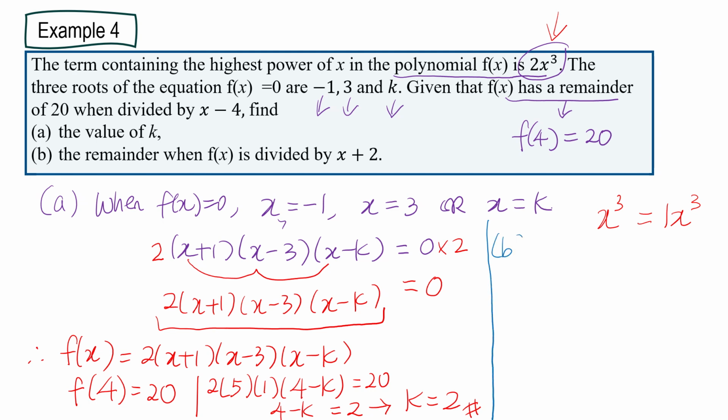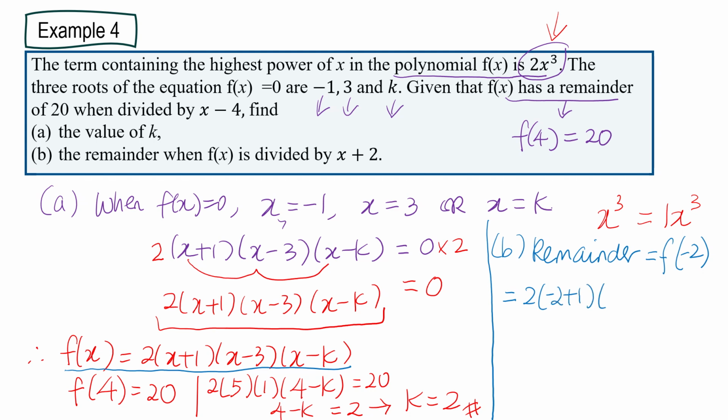Then for part B, find the remainder when f(x) is divided by x plus 2. Okay, so what we need to do here is to find the remainder of f(negative 2). The remainder is a value when we substitute x to be negative 2 into our f(x). So this is our f(x), right? So I'm just going to substitute my x to be negative 2. So negative 2 plus 1, negative 2 minus 3, negative 2 minus k, which I found earlier on to be 2. And you can just easily use a calculator to work the value out, which gives you negative 40.